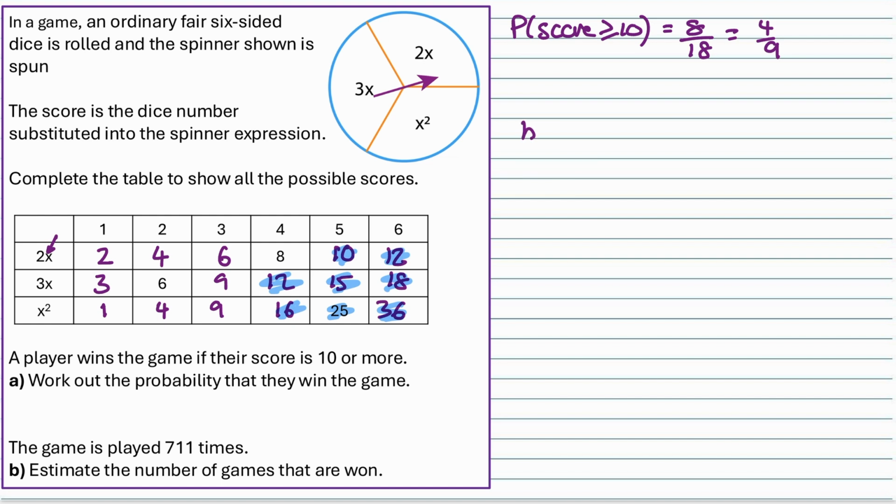And then for part B, if we play 711 times, estimate the number of games that are won. So if the probability of winning is 4/9, we want 4/9 of the sample size of 711. And this works out to be 316. So you'd expect this many wins. Okay? Let's try the next one.